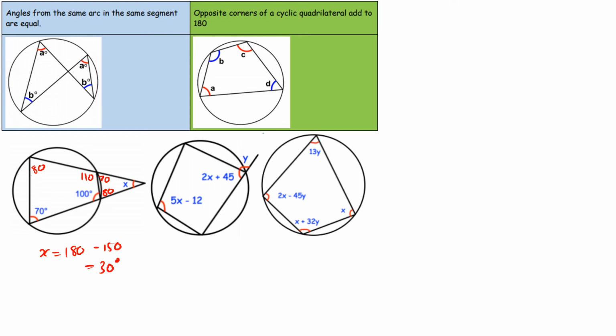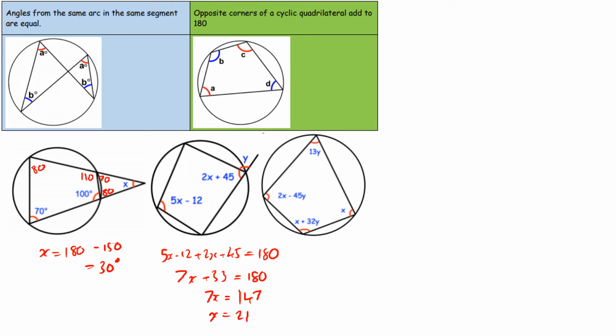For the second one, we know that opposites add up to 180. So we know that 5x minus 12 plus 2x plus 45 must equal 180. And that is a little bit of algebra that we can solve. So 7x plus 33 is 180. We can take away the 33. And we can divide by 7 and get that x is 21.